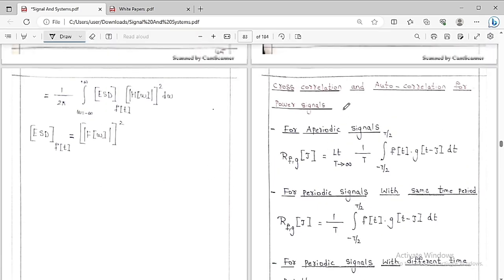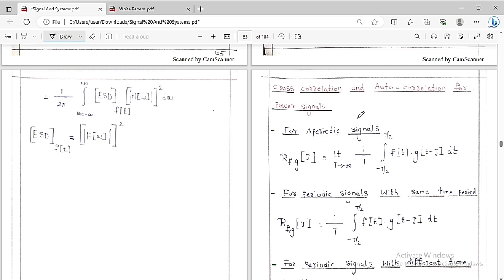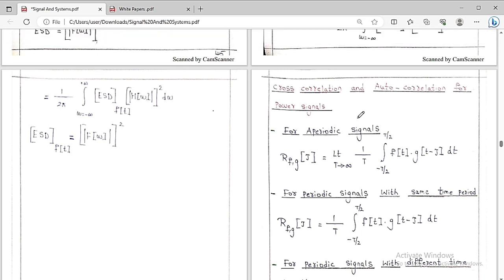Now we are going to discuss the other concept, which is the cross correlation and the autocorrelation for power signals. Previously we have learned about the cross correlation and the autocorrelation for energy signals, but here we are going to discuss them for power signals. A power signal means a signal which has infinite energy and finite power.